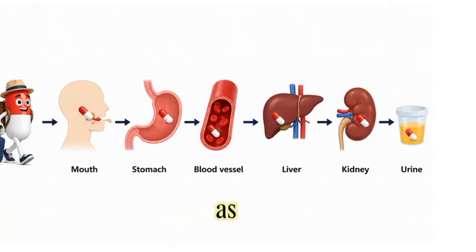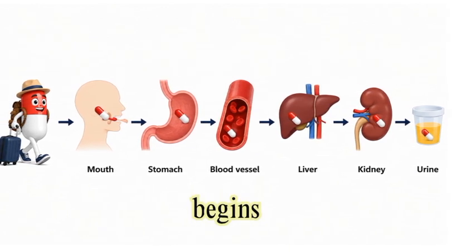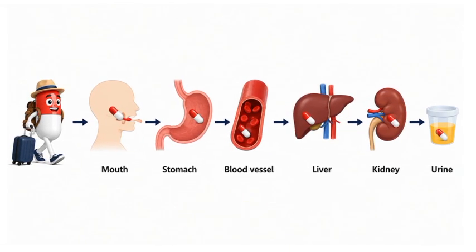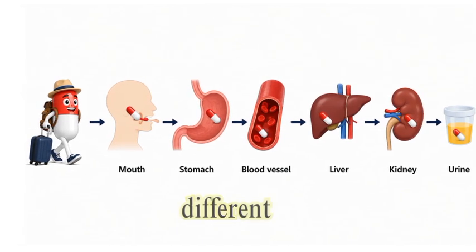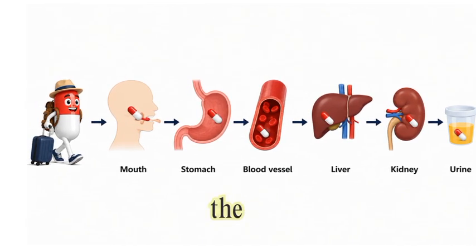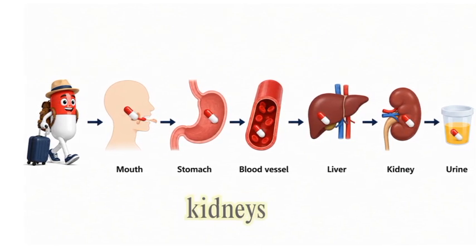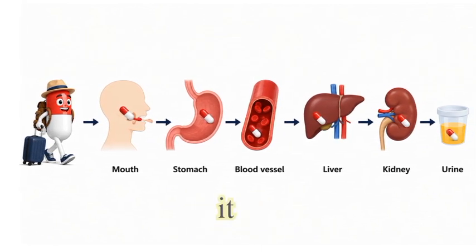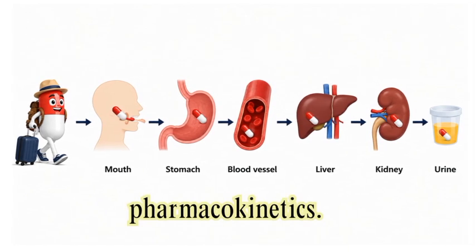Think of a drug as a traveler. Once it enters the body, it begins an amazing journey. First, it enters the bloodstream. Next, it travels to different organs. Then, the liver changes or breaks it down. Finally, the kidneys or other organs remove it from the body. This entire journey is called pharmacokinetics.